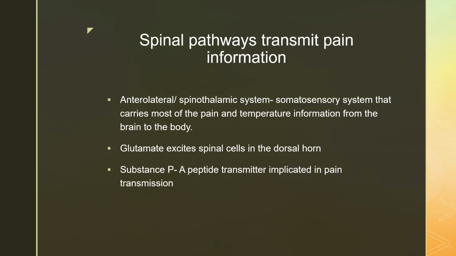Spinal pathways transmit pain information. These 2 systems are part of the somatosensory system that carries most of the pain and temperature information from the body to the brain. Glutamate excites spinal cells in the dorsal horn, and substance P is a peptide transmitter implicated in pain transmission.